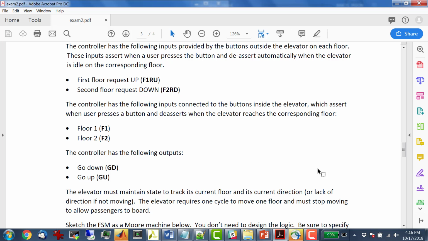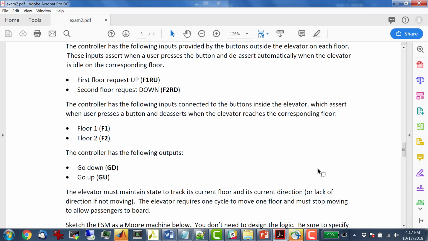Any questions? Oh, and there's an implied loop back too, by the way. I'm using some shorthand here. If this expression is true, I'll transition. If it's not, I'll loop back otherwise. And likewise, go down is 0 here, go up is 0 here, and both go up and go down are 0 when you're idle. Any questions about that? Okay.